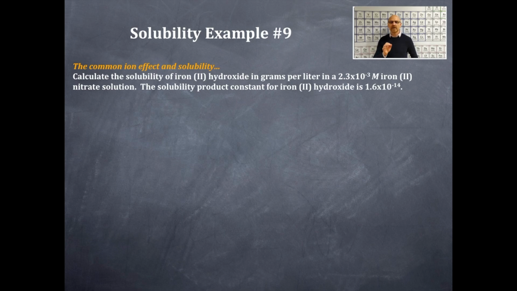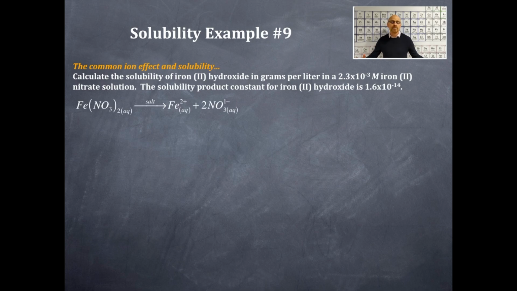So calculate the solubility of iron 2 hydroxide, which is ferrous hydroxide, in grams per liter in a 2.3 times 10 to the negative 3 molar iron 2 nitrate solution, which is a ferrous nitrate solution. The solubility product constant for iron 2 hydroxide, that is ferrous hydroxide, is 1.6 times 10 to the negative 14.